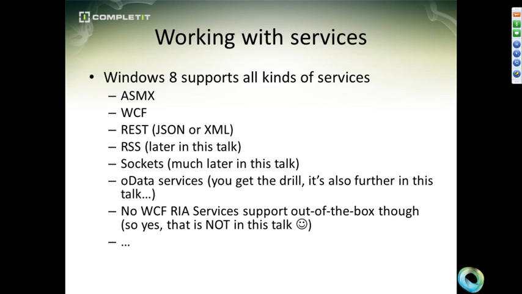And the types of services that Windows 8 applications can connect to is actually quite large. A Windows 8 application can communicate with an ASMX service, a WCF service, a REST service, an RSS service or RSS feed, sockets, OData services, and one thing that is notably missing is indeed, as you can read on the last line, WCF RIA services. There is no out-of-the-box support at this point, sadly, for WCF RIA services.